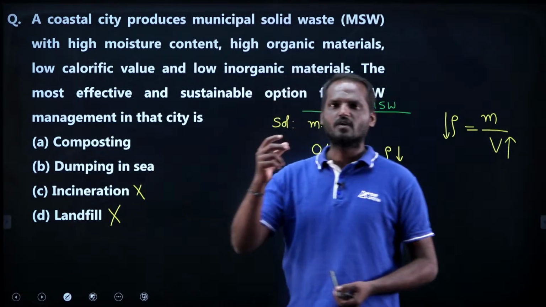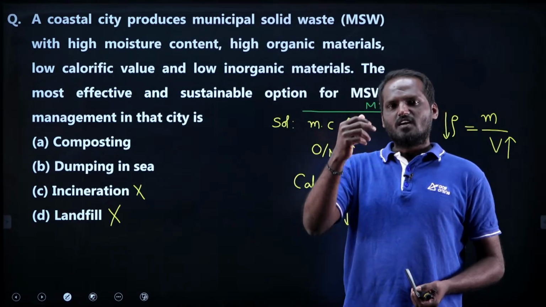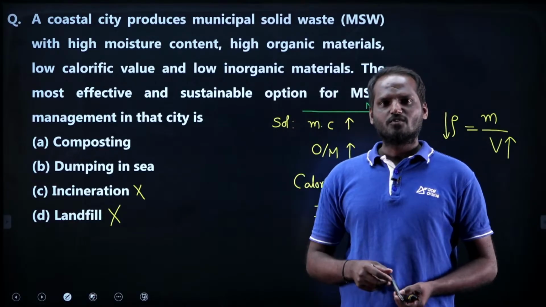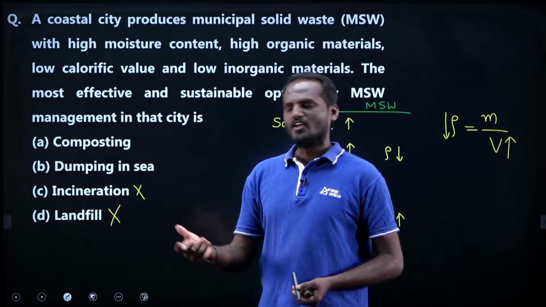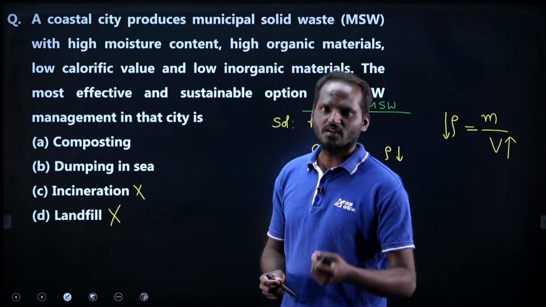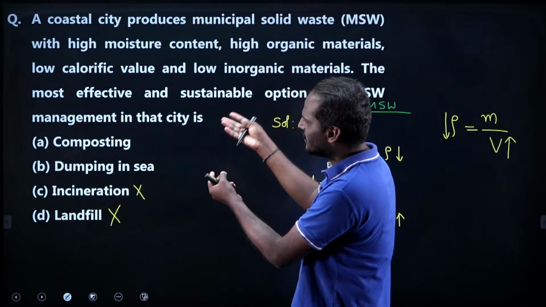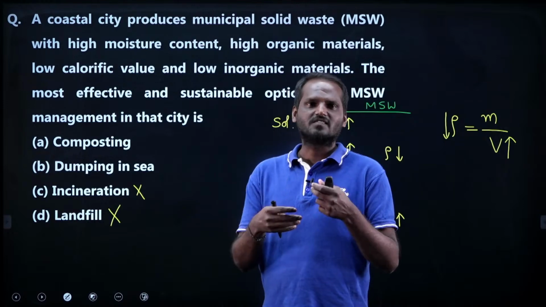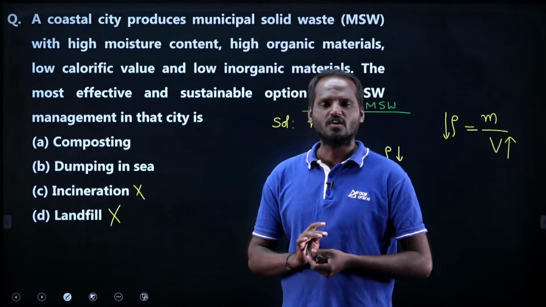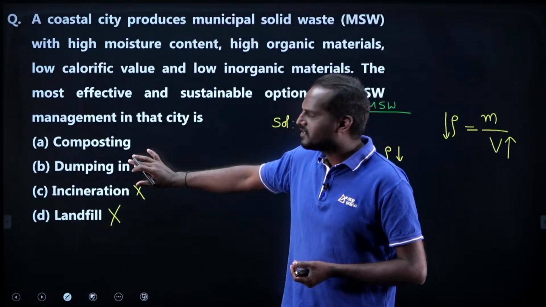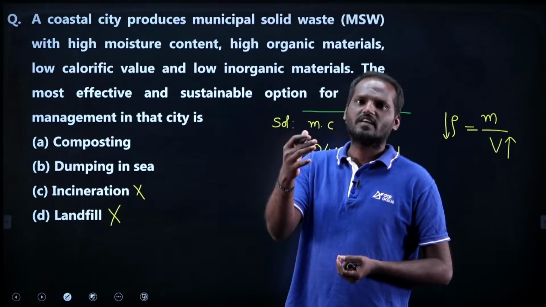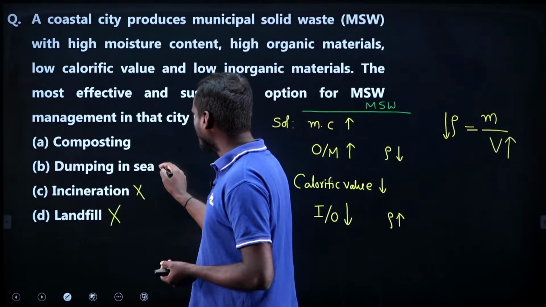Dumping in the sea, look at this option. If you simply dump municipal solid waste into the sea without understanding the marine ecosystem, you cannot go for any dumping. The data provided here may not be sufficient to analyze whether we need to dump that waste into the sea or not. We need more understanding about the MSW to do this dumping in the sea. We cannot damage the marine ecosystem. Therefore, option C is wrong.